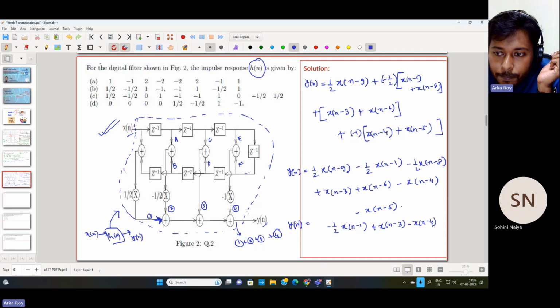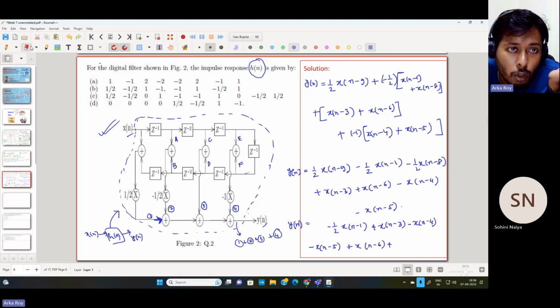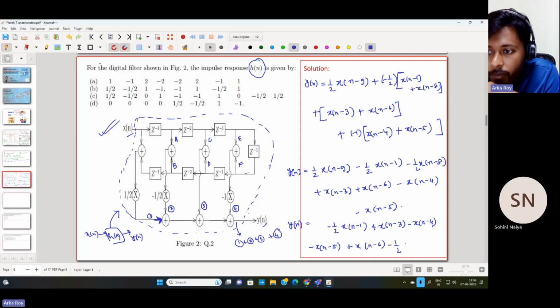The next component is minus x of n minus 5, and then plus x of n minus 6. Then 7 is not present, so the next component will be x of n minus 8. So this will be minus half x of n minus 8. And then there is a component of x of n minus 9, so half x of n minus 9.